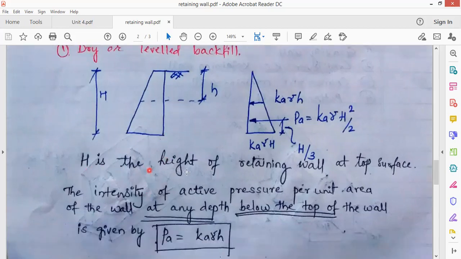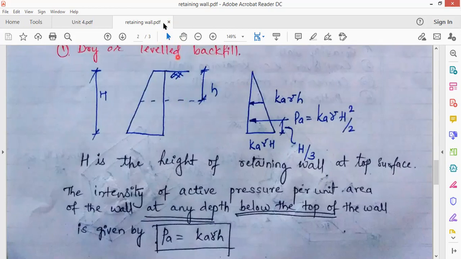So here capital H is the height of the retaining wall from the bottom to the top of the surface, and the intensity of the active earth pressure per unit area of the retaining wall at any depth below the top of the wall is given by PA equal to Ka gamma into h. So here earth may be up to this level, or maybe up to this level. So we are going to consider this h, small h, from the top, and up to that height we are going to calculate the pressure.